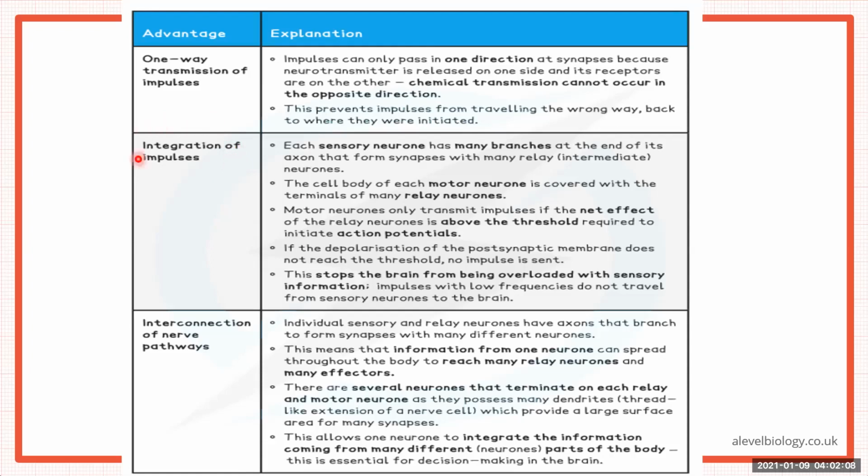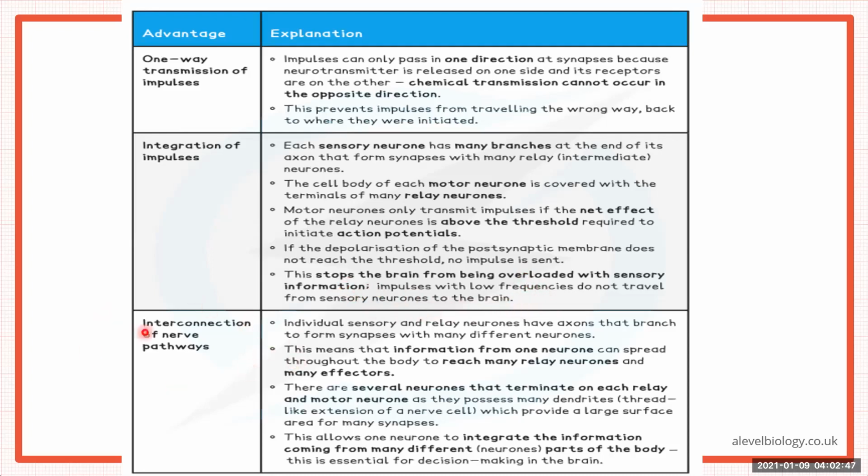Now, when we talk about integration of impulses, each sensory neuron has many branches, right? That form synapses with many relay neurons. The cell body of each motor neuron is covered with the terminals of many relay neurons. Motor neurons only transmit impulses if the net effect of the relay neurons is above the threshold required to initiate the action potential. If the depolarization of the postsynaptic membrane does not reach the threshold, no impulse is sent. This stops the brain from being overloaded with sensory information. Impulses with low frequencies do not travel from sensory neurons to the brain at all, right?